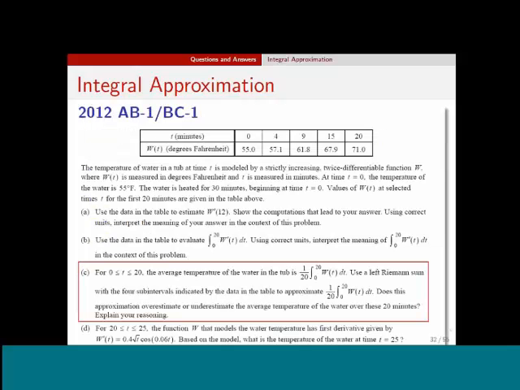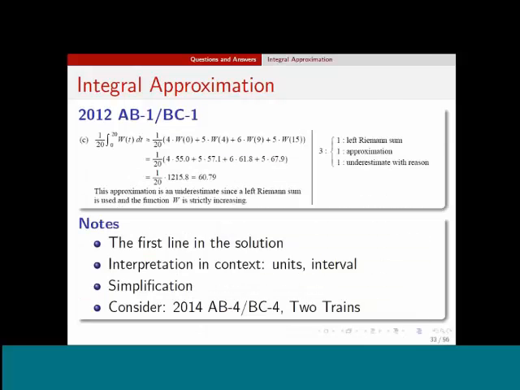So here's an example. This is a typical one. This is from 2012, AB1, BC1. We have a table of values up there, W at specific values of time, and I'm going to focus on part C, where we're telling the student the average temperature of the water is given by that expression. Use a left Riemann sum to approximate that expression, and then does the approximation over or underestimate the average temperature of the water. Up at the top, here's what the standards look like.